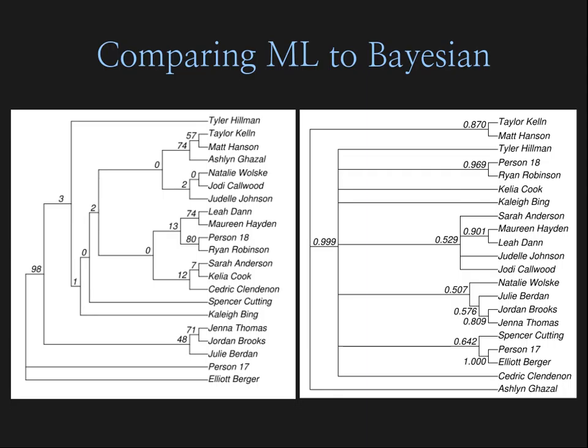You'll also notice that, coming back to this, we don't have any bootstrap values below 50%. If it doesn't get at least 50%, most summing algorithms don't even count it as being a branch. They'll just go back to being.